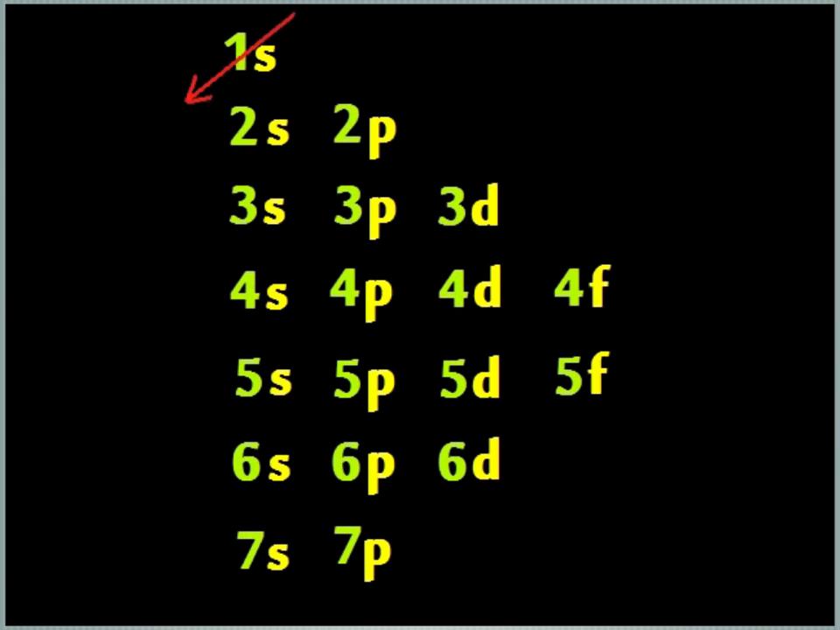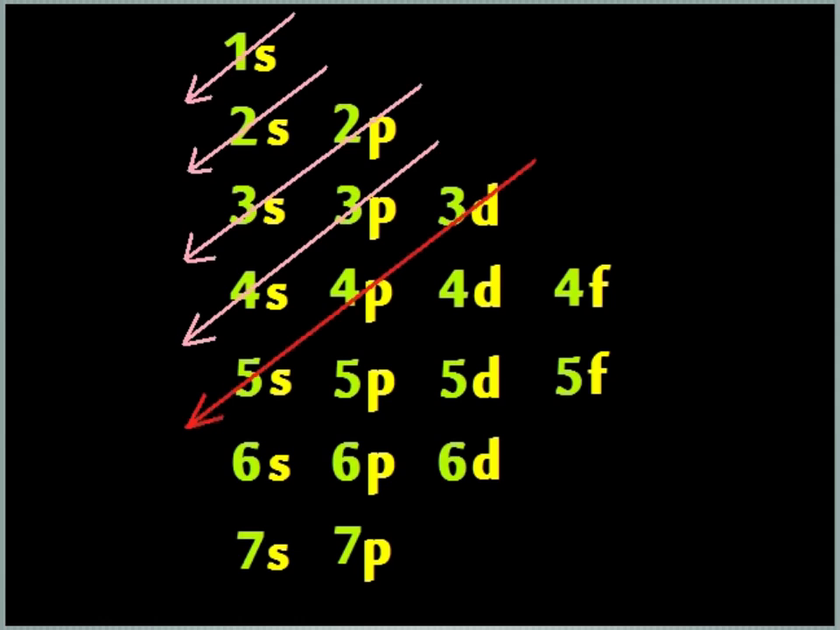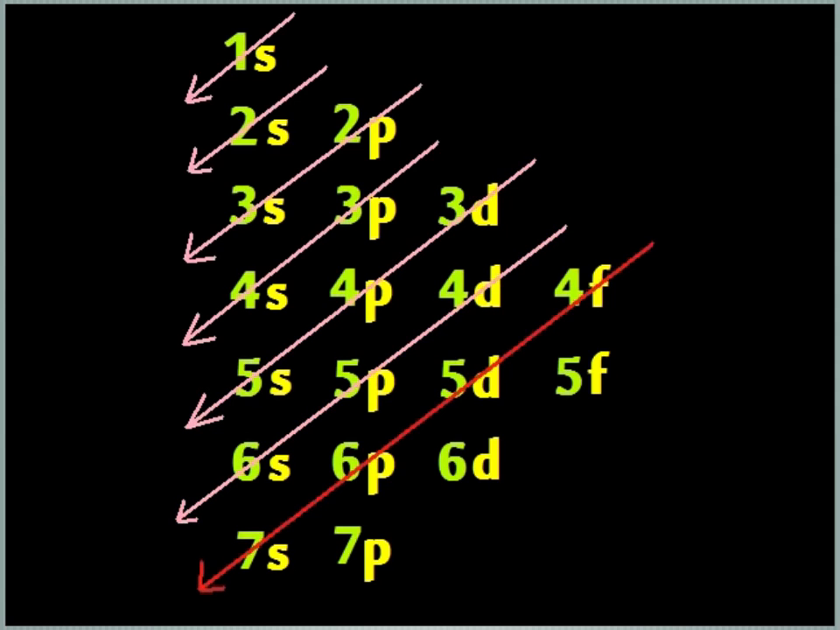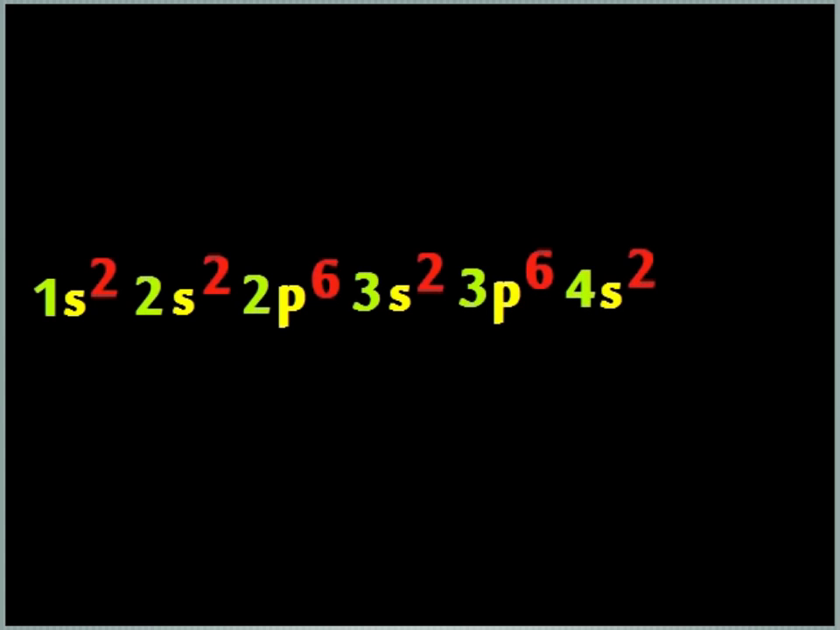The overlaps increase in frequency. 4f fills up way after 5p. That's weird. Keep track of the overlaps, really cool. You just gotta use the diagonal rule. I love the diagonal rule. And 1s2, 2s2, 2p6, 3s2, 3p6, 4s2, 3d10.